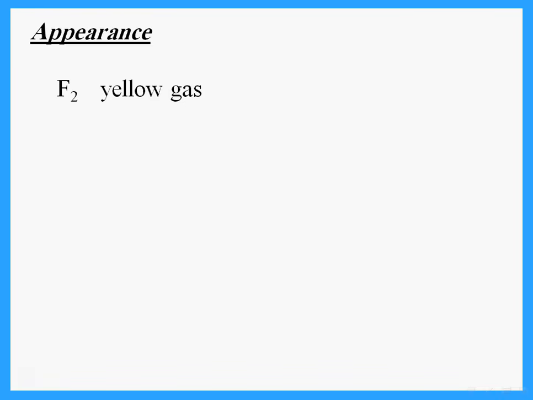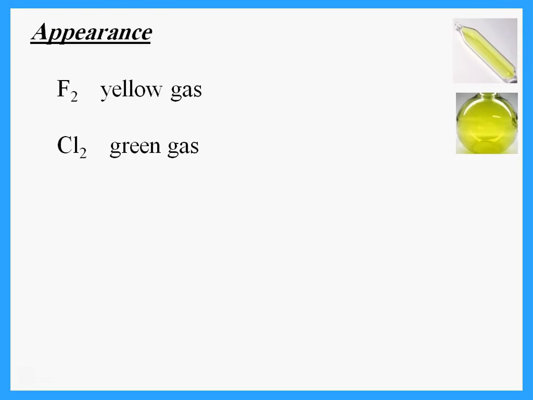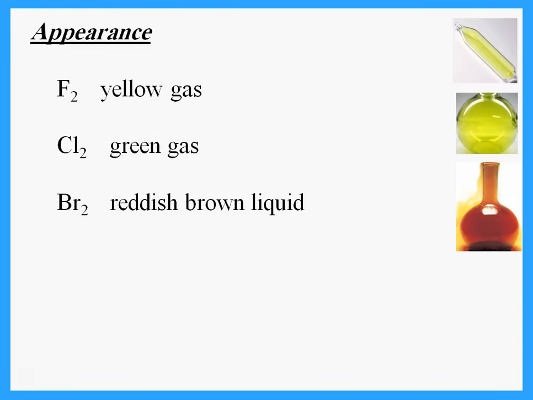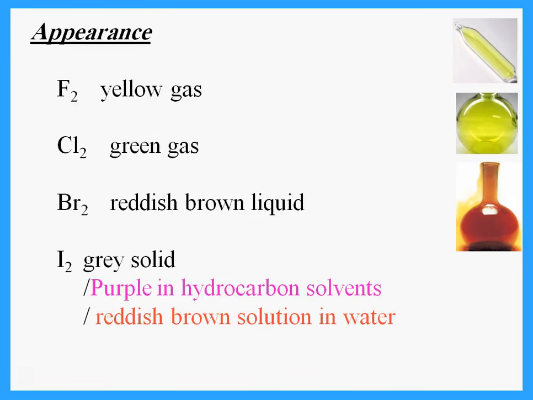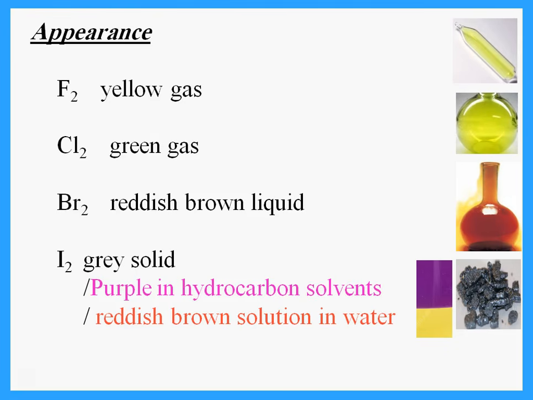Now, if we're looking at appearance, we said fluorine is a yellow gas. As we go down the group, the boiling point increases and the color gets darker. So chlorine is a green gas, bromine is a reddish brown liquid, and remember that this is the only liquid non-metal in the periodic table. And then we said iodine. Now iodine as a solid, it's a gray solid. When we dissolve it in water, it is a reddish brown solution.